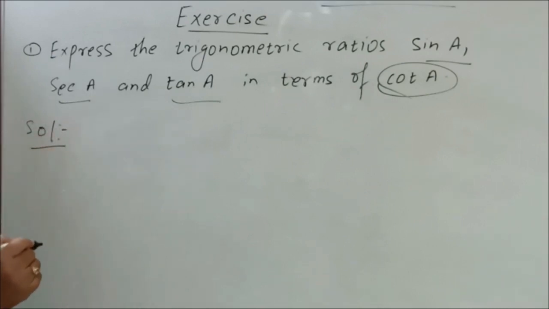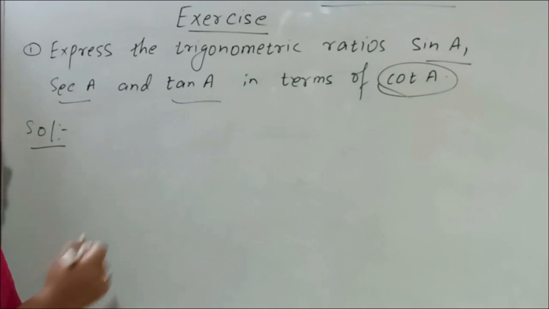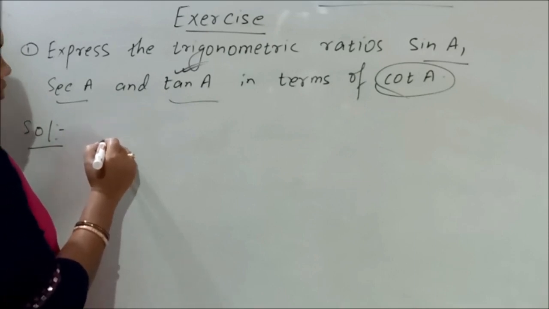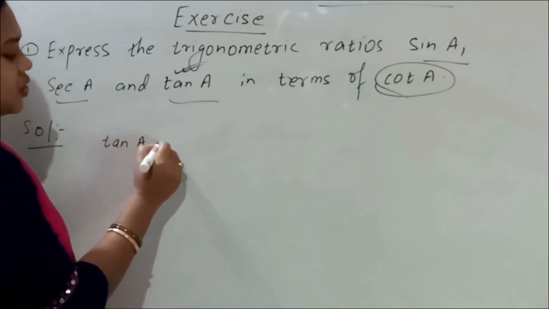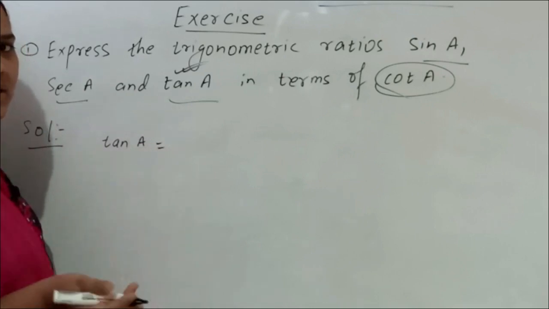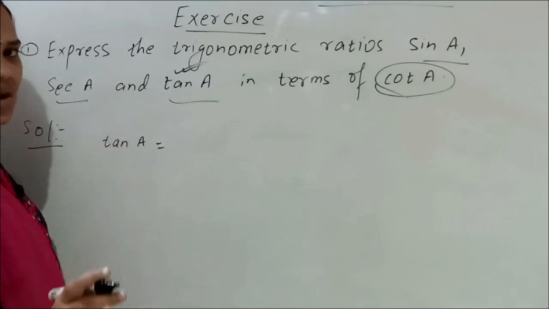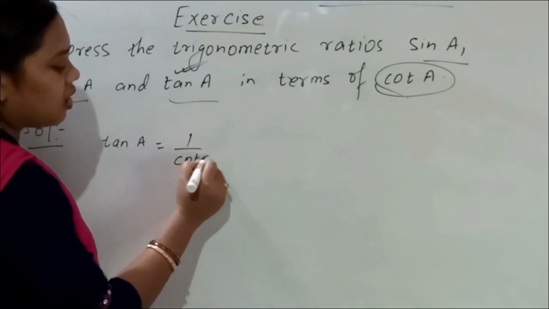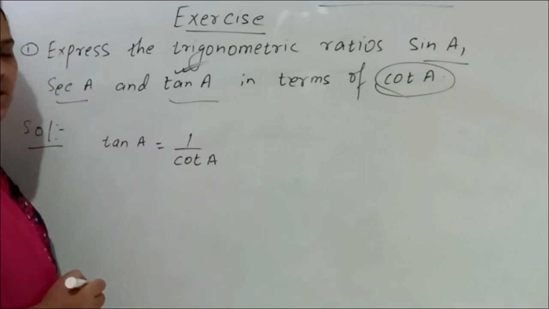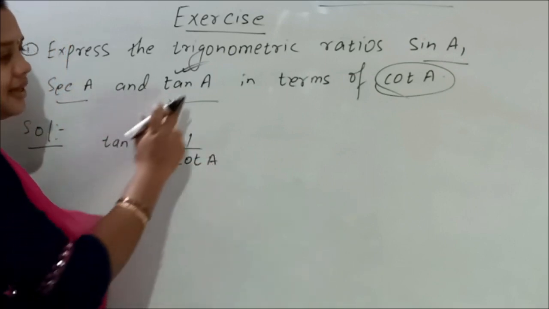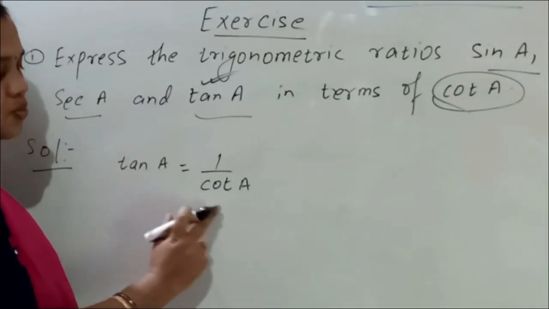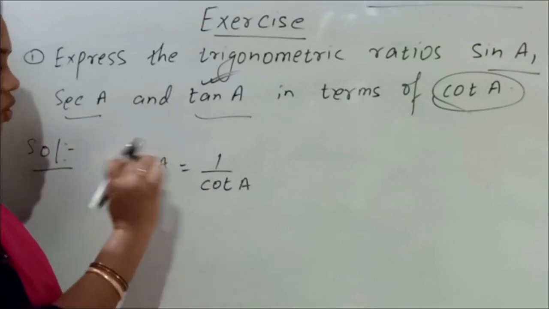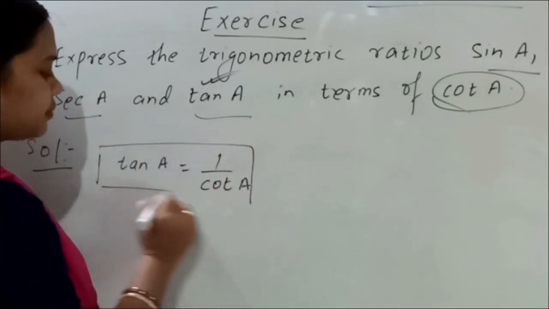So, in terms of cot A, first we will take this tan A, direct now. Tan A is equal to what? Tan and cot are reciprocal of each other. You know very well. So tan A is equal to 1 by cot A. So tan A is expressed in terms of cot A. First one is over.